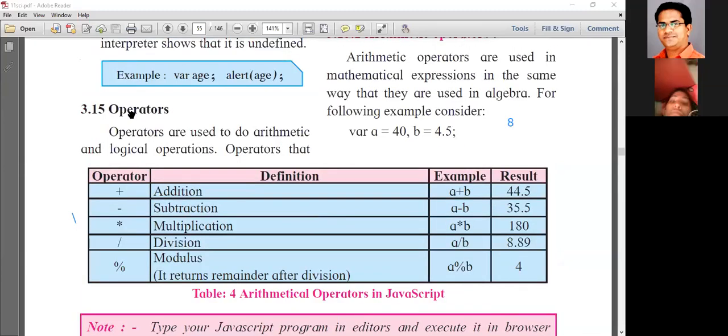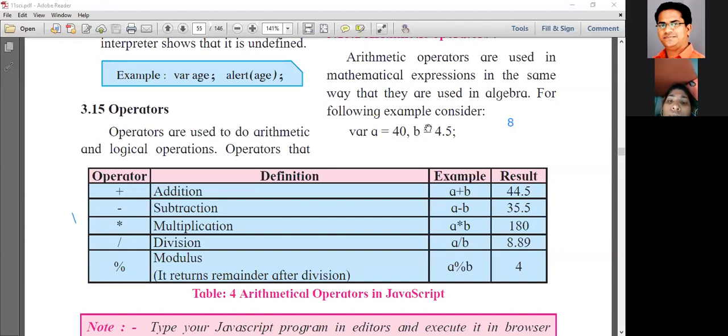Okay, so here is the operator. There are a number of operators which we can use in JavaScript. Here you can see a is equal to 40, which means the value 40 is assigned to a. Here b is equal to 4.5, which means the value 4.5 is assigned to b. This equal to operator is used for a specific purpose in JavaScript: we are assigning a value to a variable by using the assignment operator.